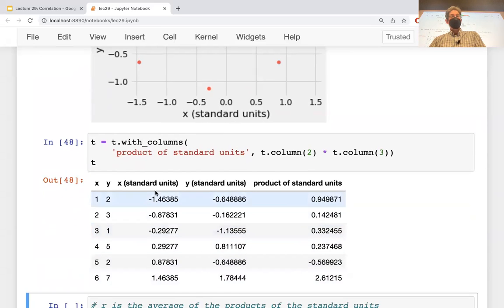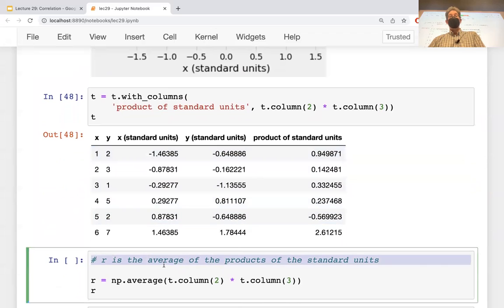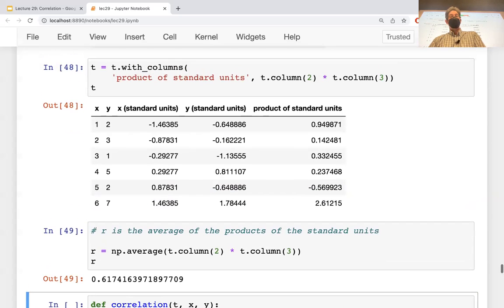Here's the original units. Here's the standard units. Now for each point, I have only one number, which is what you get when you multiply X in standard units with Y in standard units. What R is, it's the average of this column, the average of the products of the standard units. So the R for this 6-point data set that we made up is 0.6.